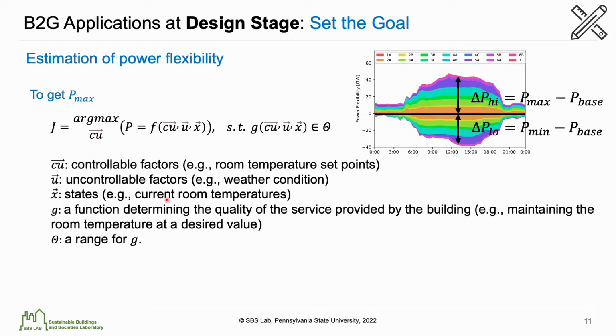So this optimization has to satisfy a constraint, which is the G here. So this is the quality of service provided by the building. For example, maintain the room temperature at a desired value or range. By solving this optimization problem, we can calculate the maximum P, while still maintaining the service quality. Similarly, we can calculate the minimum P by using the optimization function and again trying to satisfy the service quality.